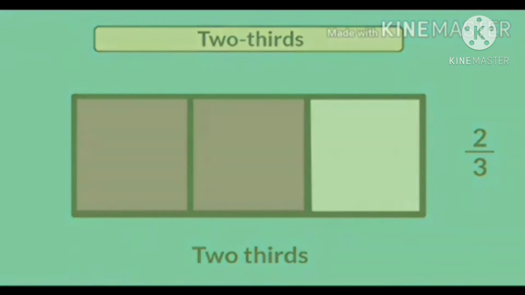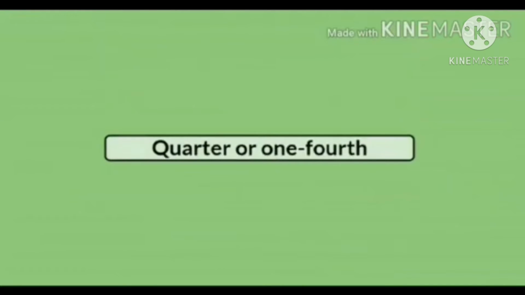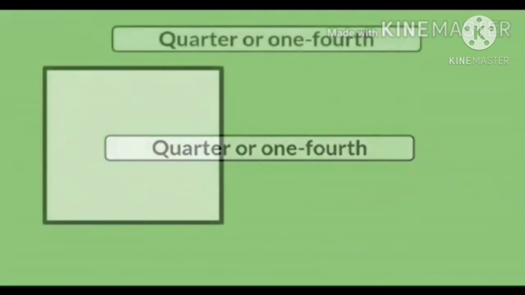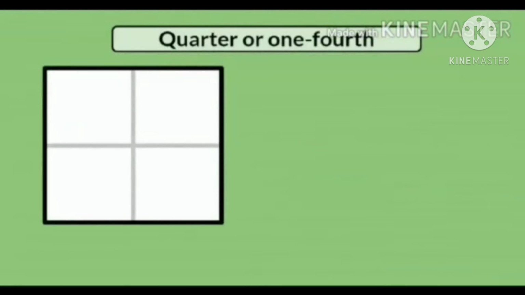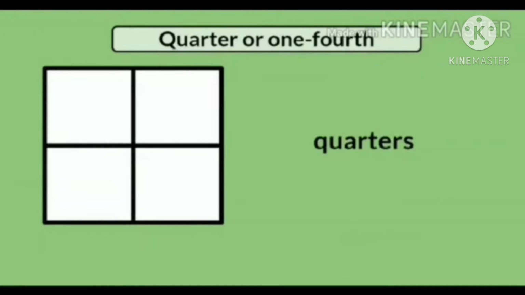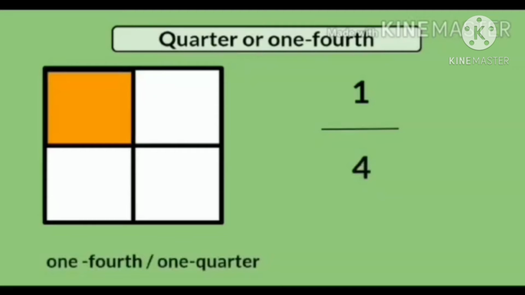Now we will discuss quarter or 1/4. When something is divided into four equal parts, we call them fourths or quarters. One part out of four equal parts is 1/4 or a quarter.